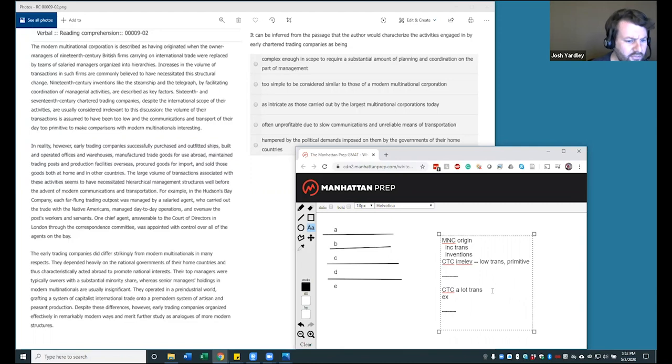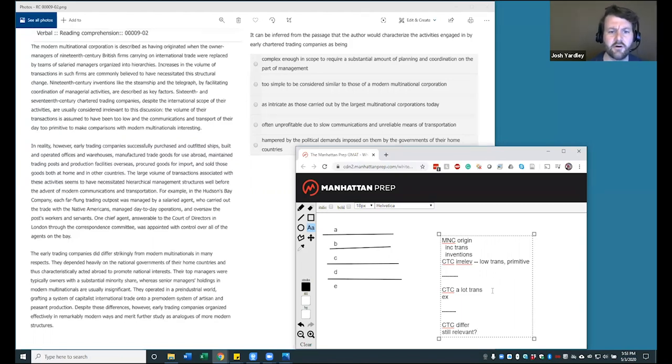Okay, so now paragraph 3, the trading companies did. They differed strikingly from modern multinationals. Relied on national governments. So a lot of details of how they differed. Despite these differences, however, they merit further study as analogs of more. So maybe they're still relevant. All right, fine. So let's look at the question.